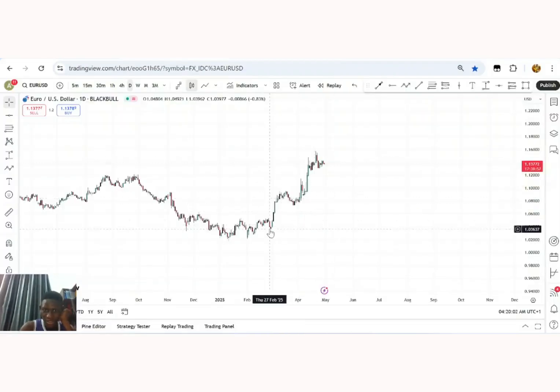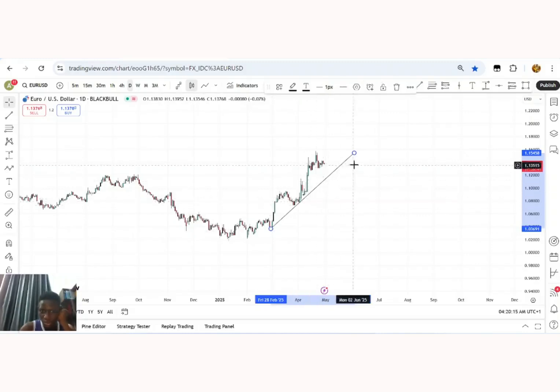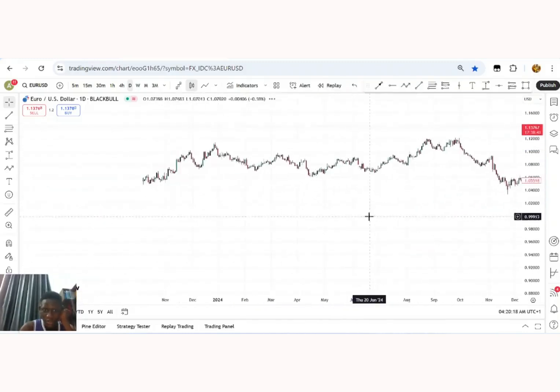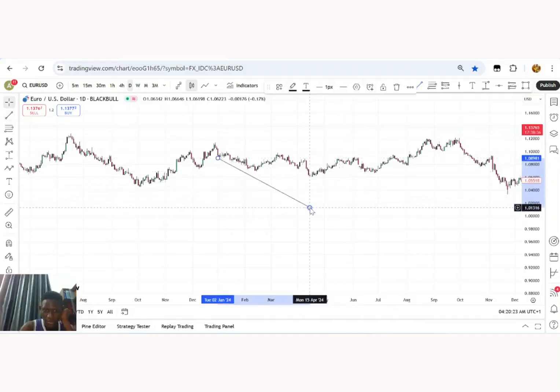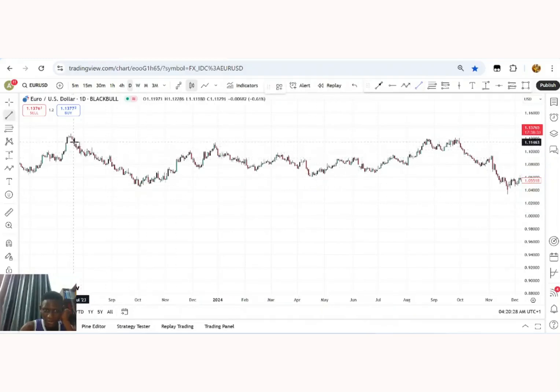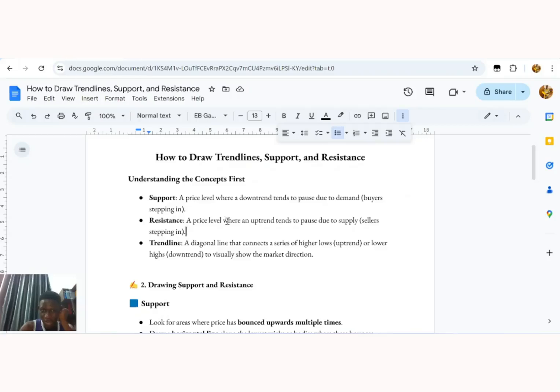So come here, we can see a series of higher lows. When we connect this, it is a diagonal line connecting a series of higher lows. This was an uptrend. And as well, if I connect these down, lower highs, let me look for a neat one. So you can see this one now, this is lower highs. So now you can see there's a diagonal line.